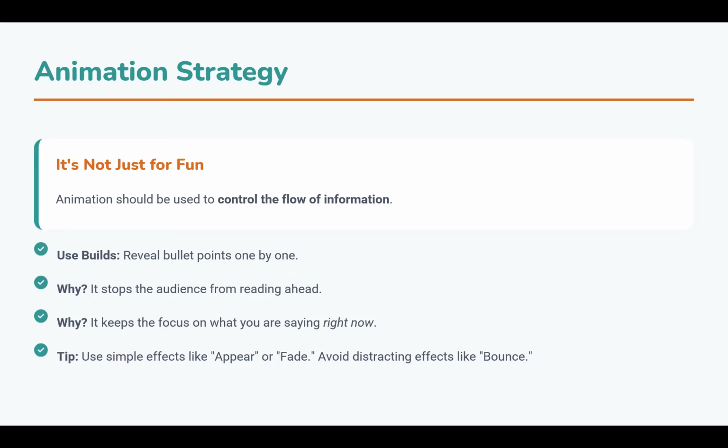And you know why? Because it stops the audience from reading, instead listening to you while looking at what the slide says. Because it keeps the focus on what you're saying right now with your slide, connecting them together. And the tip I have to give here is that simple effects like appear and fade are quite enough. But bouncing effects, things like that, are not preferable in a science presentation.